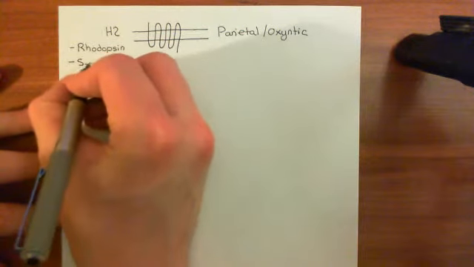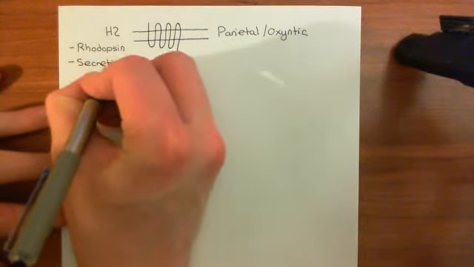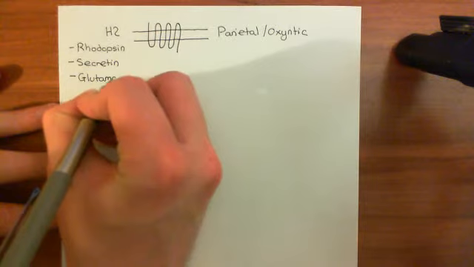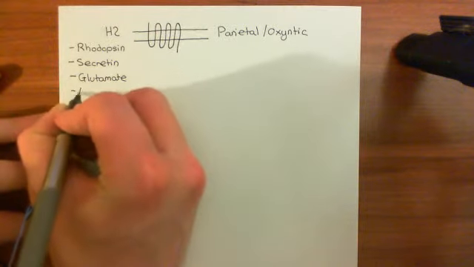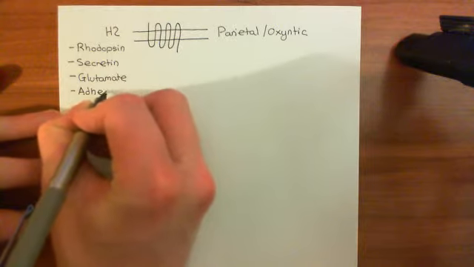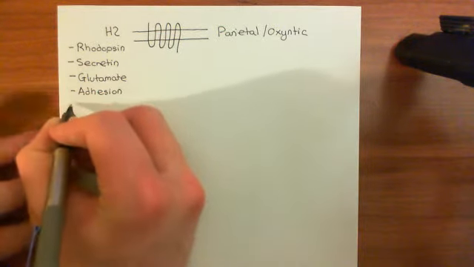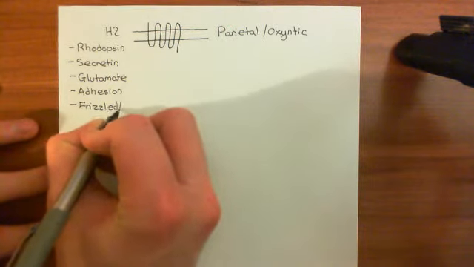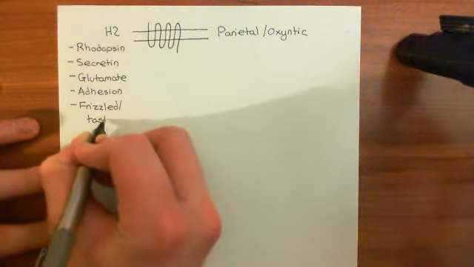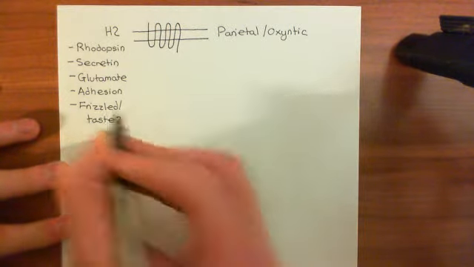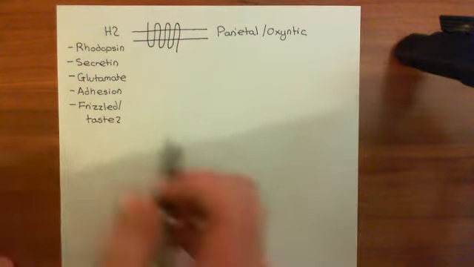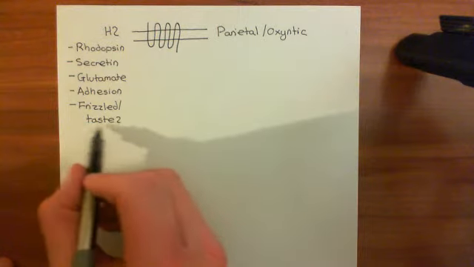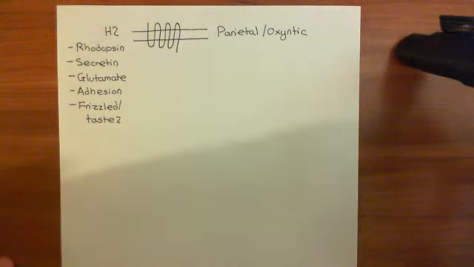But then there's also the secretin G protein coupled receptor family. There's the glutamate G protein coupled receptor family. There's the adhesion G protein coupled receptor family. And then finally, there's also a sillily named family, the frizzled/taste2 G protein coupled receptor family. Okay, named after the 2 main G protein coupled receptors within it, which are the frizzled receptor, which is involved in the Wnt beta-catenin pathway, and the taste2 receptor, which is involved in gustation.